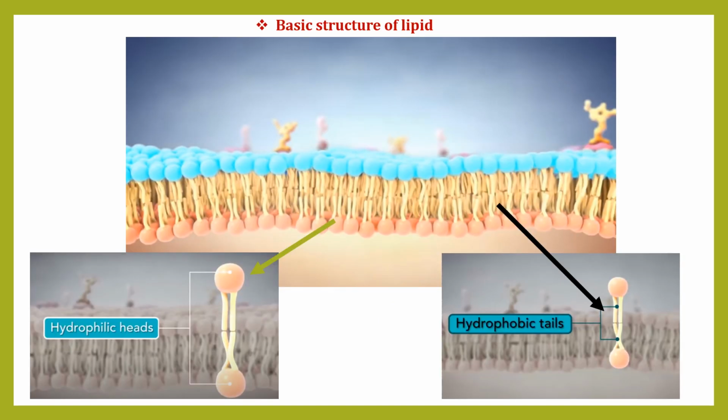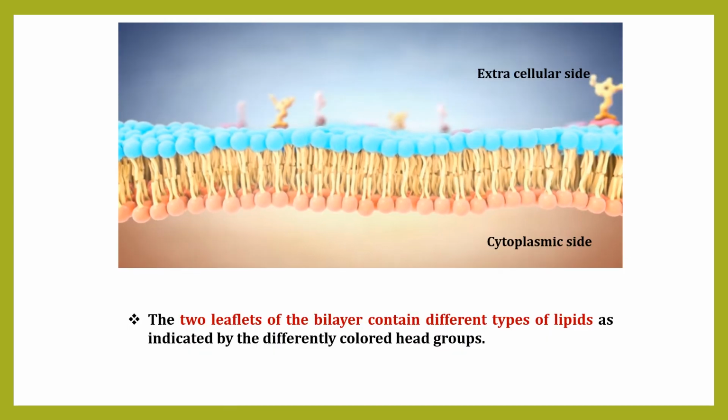Okay. So the basic structure of lipid. This is a bilayer of lipid structure. Here are the hydrophilic heads and hydrophobic tails. The outer side is the extracellular side and the other is the cytoplasmic side. Okay, so the two leaflets of the bilayer contain different types of lipids, shown by the colors sky blue and pink.